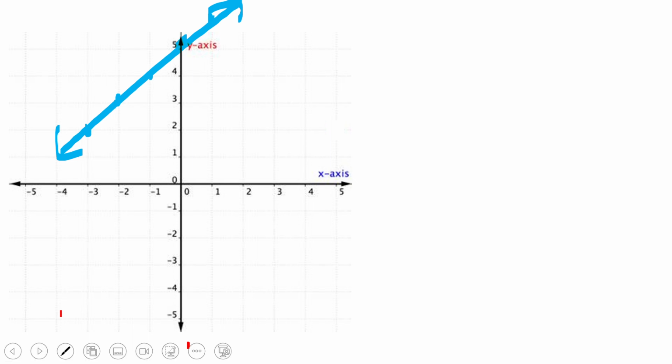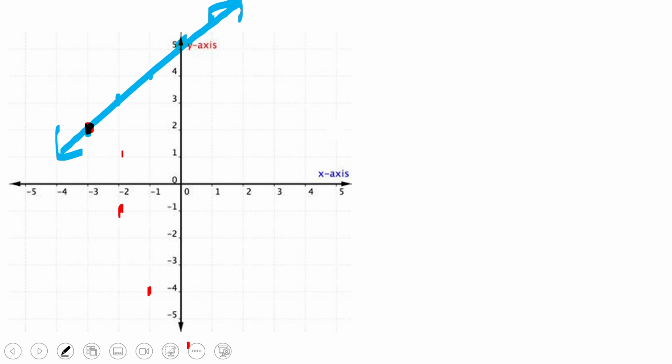Okay, let me fix this. I'm just super close to my smart keys. All right, so we're going to land at a rise of 3, a run of 1, a rise of 1, 2, 3, and a run of 1. So it would look like this: 1, 2, 3, a run of 1. We're going to plot that line. So here's our rise of 3, run of 1. Here's our rise of 3, run of 1. Here's our rise of 3, run of 1.